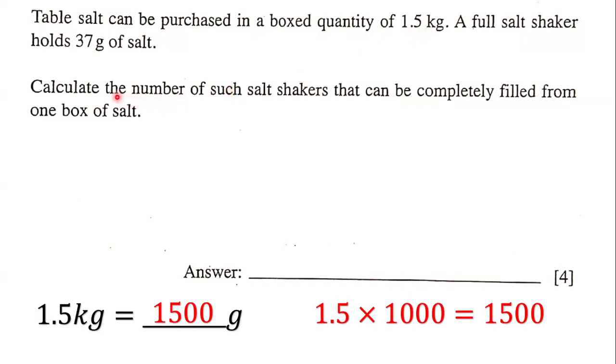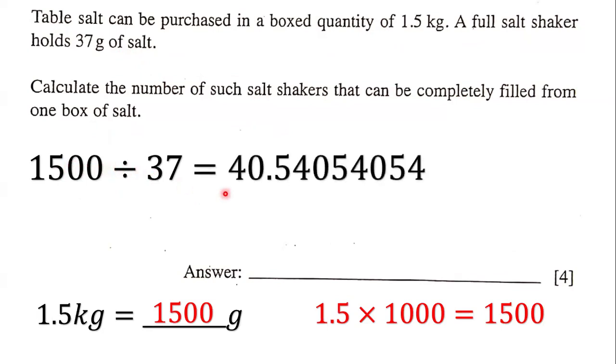And they want us to calculate the number of such salt shakers, the salt shakers that hold 37 grams of salt, that can be completely filled from one box of salt. So we have one box of salt which contains 1,500 grams, and we have a full salt shaker that contains 37 grams of salt. So how many salt shakers can be completely filled from one box of salt? In order to do this, we're going to divide. We're going to take 1,500 and divide it by 37. So 1,500 divided by 37.